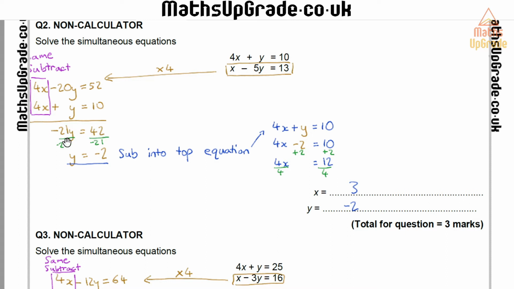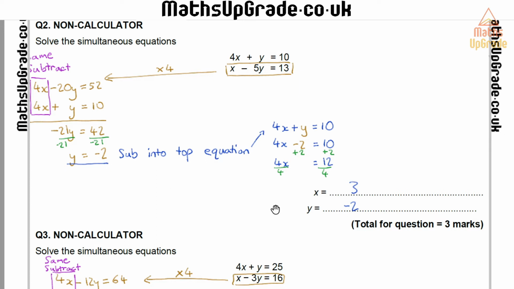So I'm going to divide both sides by negative 21. Negative 21y divided by negative 21 is just y, and 42 divided by negative 21 is negative 2. Now I'm going to substitute this value into that top equation. So when I sub it into the top equation, I get 4x plus y equals 10. So 4x minus 2 equals 10. I'm going to add 2 to both sides. That gives me 4x equals 12. If I divide both sides of the equation by 4, I'll get x equals 3.